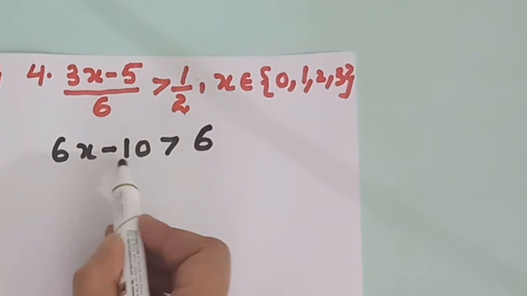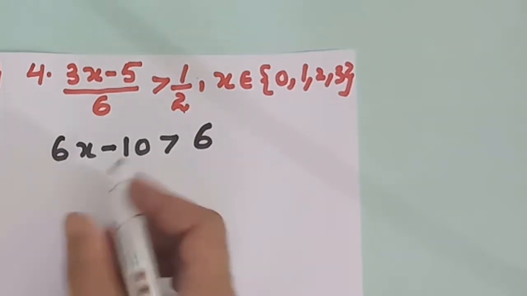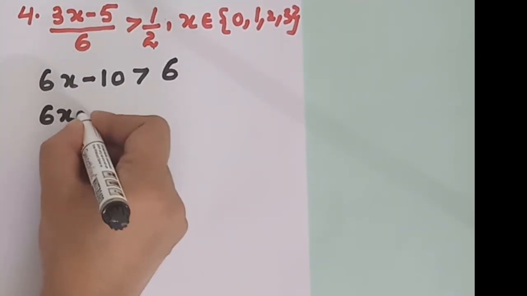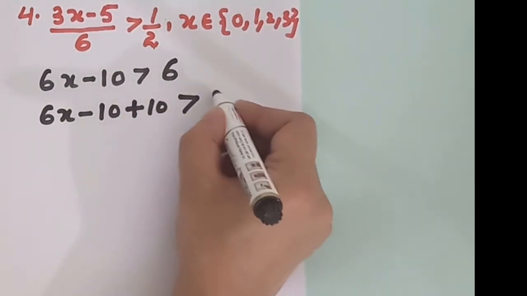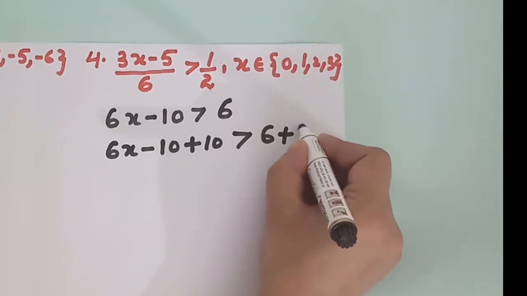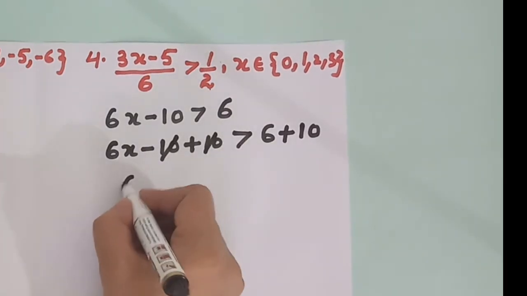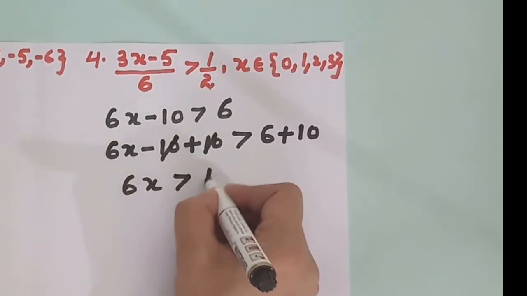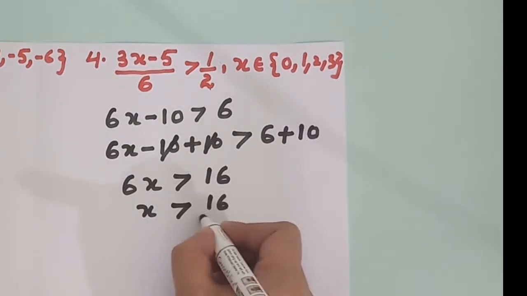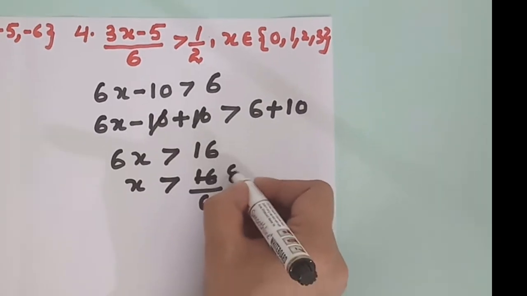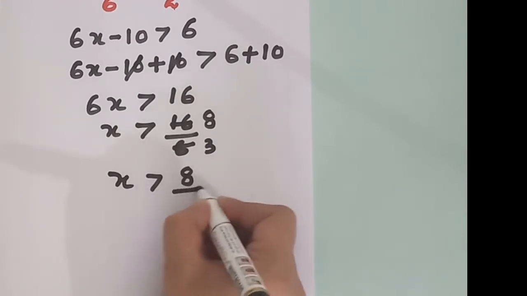Now, what do we do? We need to get rid of this minus 10. We need to keep 6x in isolation, so we will add 10 to both sides. 6x minus 10 plus 10. My inequality will remain the same, because addition of a positive term on both sides does not change the inequality. This and this will go. 6x is greater than 16, so x is greater than 16 upon 6, that is 8 upon 3. So your x is greater than 8 upon 3.